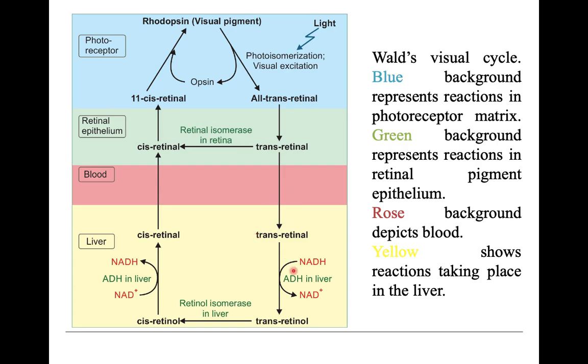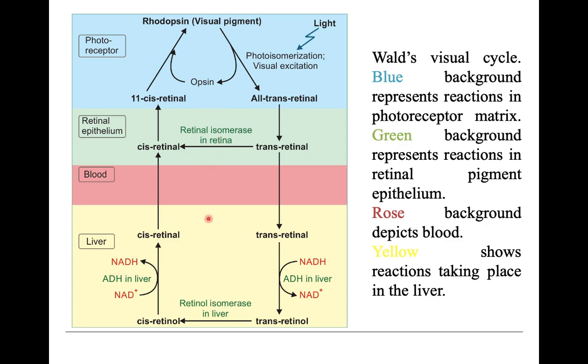In the liver, in the presence of the enzyme alcohol dehydrogenase, this trans retinal will be converted to retinol. Okay, so this aldehyde derivative has been converted to the alcohol variety. This trans retinol will be isomerized into cis retinol by the isomerase which is present in the liver. So here it will be retinol isomerase, here it is retinal isomerase.